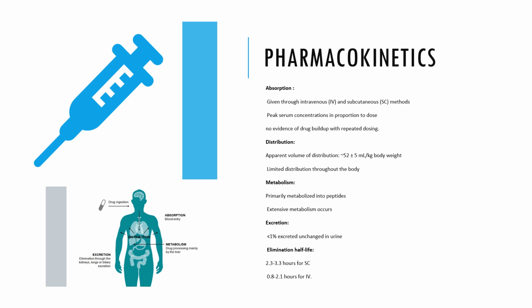Depending on how it is administered, lenograstim's elimination half-life, the rate at which it leaves the body, varies. The half-life of subcutaneous injection is 2.3 to 3.3 hours. It is shorter for IV, taking between 0.8 and 2.1 hours. Because of this relatively short half-life, frequent dosing is necessary to maintain its effect.